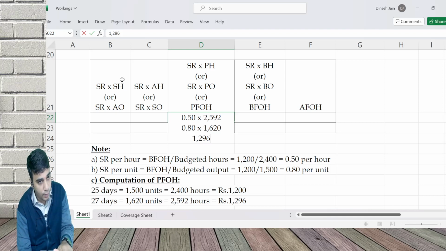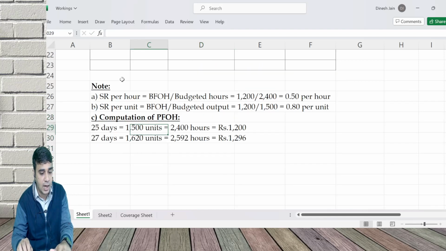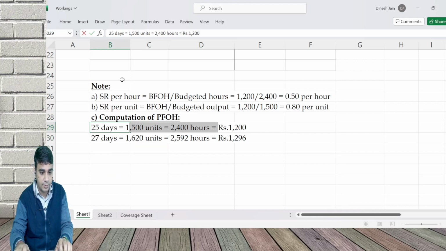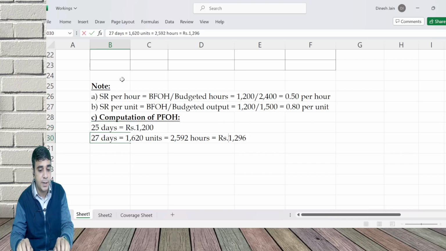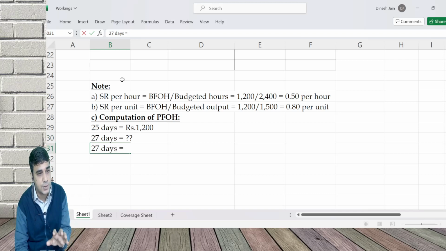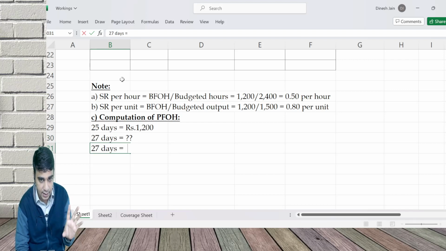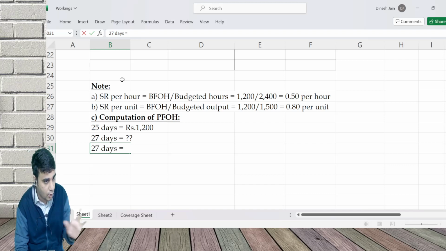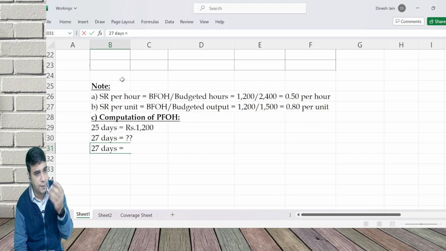Now when you do PFOH, I don't want all this. If you do the in-between one, it's called possible hours and possible output. What you will do is this: 25 days equal to 1200, 27 days equal to question mark. What is 27 days? That is PFOH directly. Somebody wants to do possible hours, please do it. Somebody wants to do possible output, please do it. Nothing wrong in doing that. Then you will have to multiply either with 0.5 or 0.8. You will get the same answer.